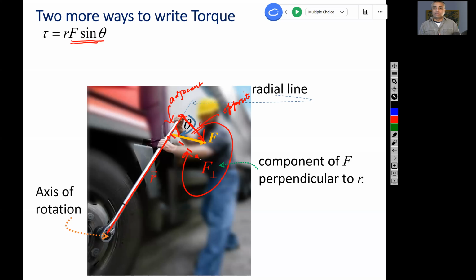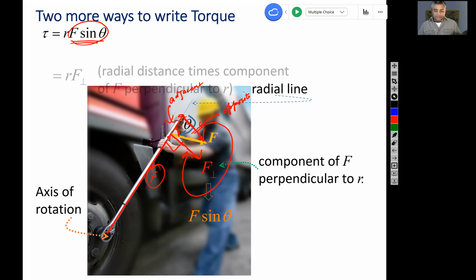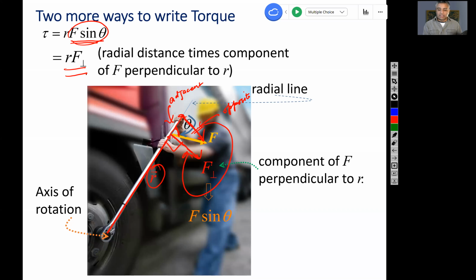So while writing components, what are we doing here? We are choosing one component along the R. We call that the radial component, just like in the case of circular motion. Another one is the perpendicular component or tangential component. Okay, so this becomes F sine theta. This F sine theta is this component here. Which one is that? The one that makes 90 degrees with the R. We call that the perpendicular component. F perpendicular. So that's what it means.